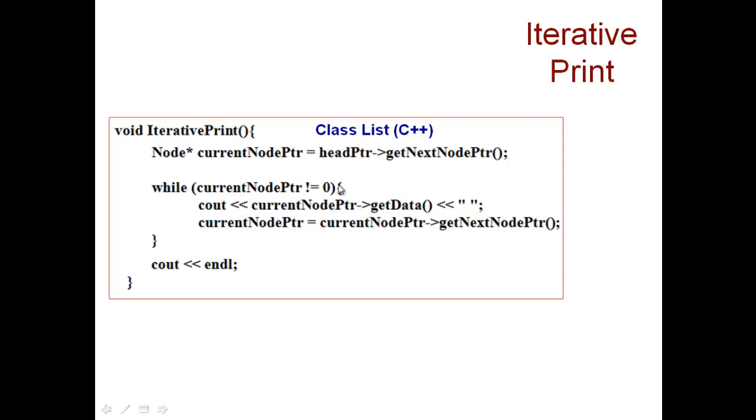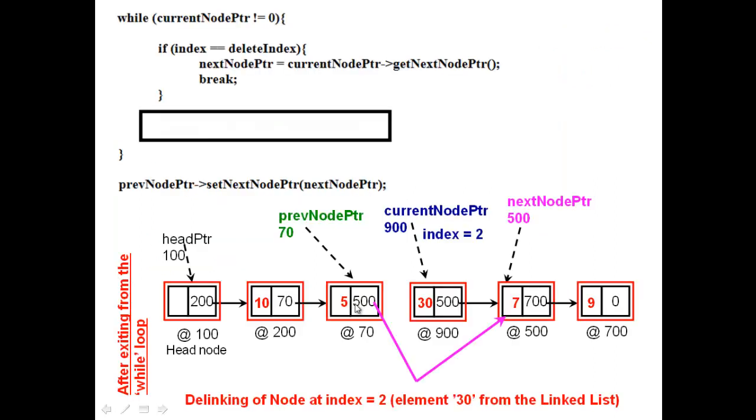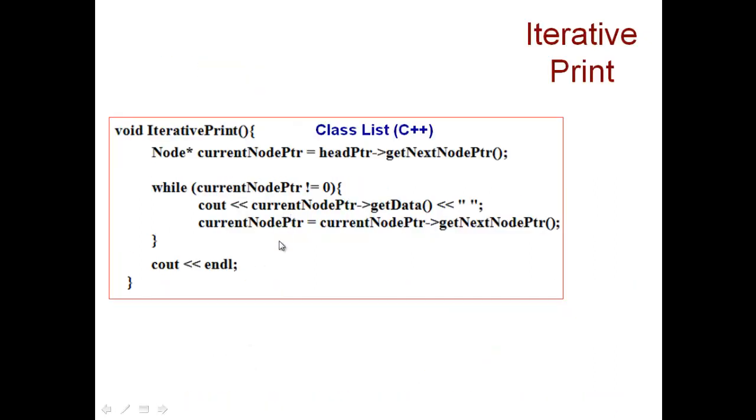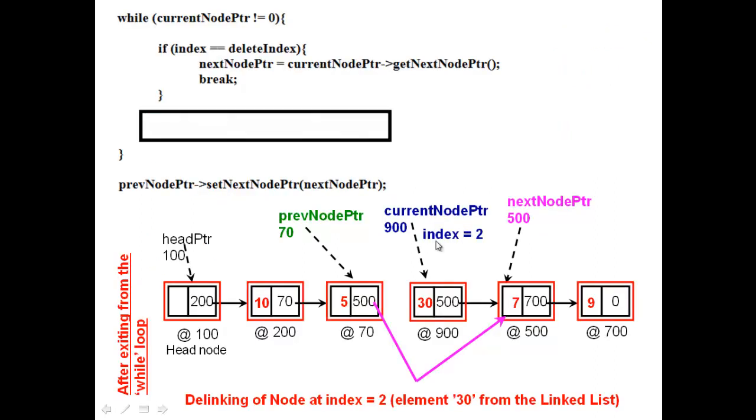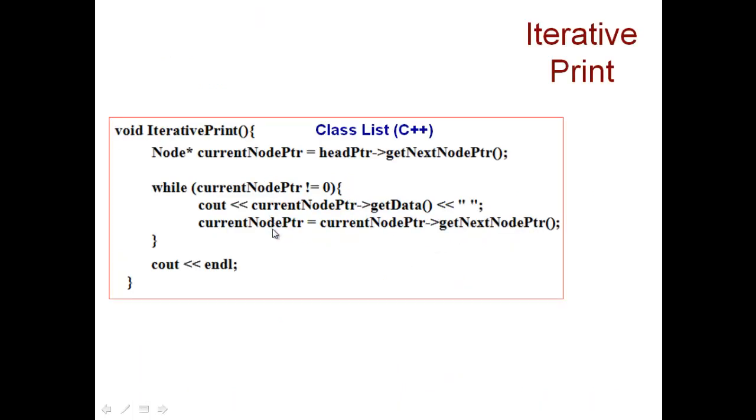Then check if current node pointer is null. If it is not null, get inside the loop and print the data at that current node. How can we do that? Current node pointer arrow get data will return the data value at that node, say in this case 10. Then move the current node pointer to point to the address of the next node, by current node pointer arrow get next node pointer. That will get you the value 70, and assign that back to the current node pointer. Current node pointer will then have 70 as its value. So with that you can access the next node and keep going, printing the data at each node, and come out of the loop. That's it. Okay.